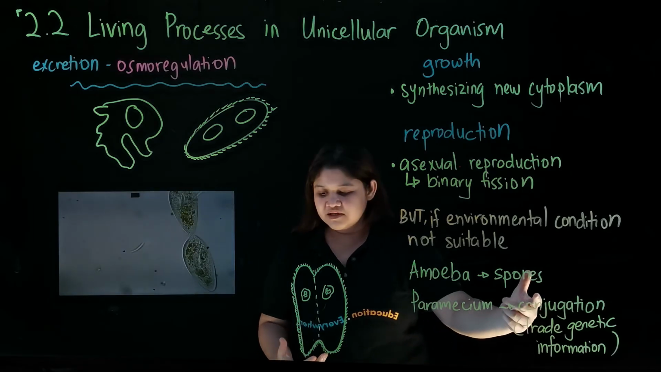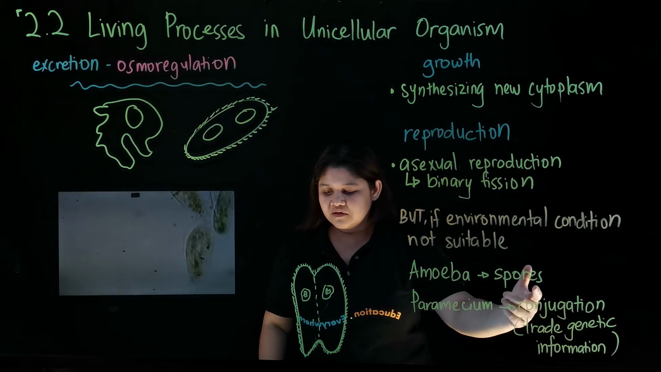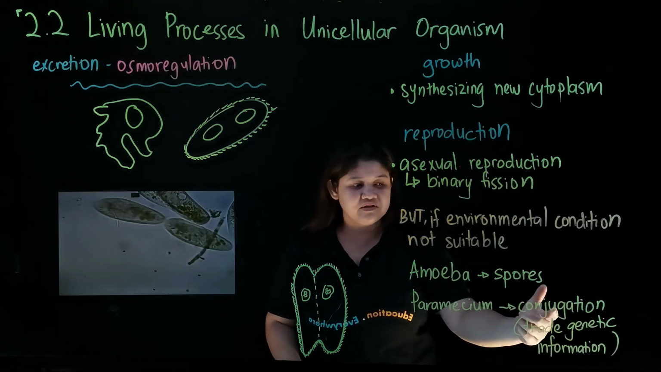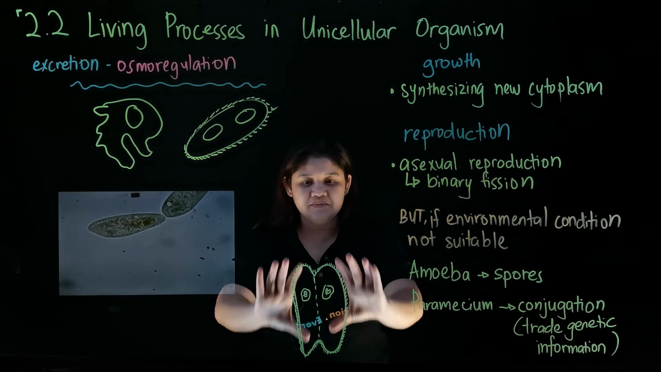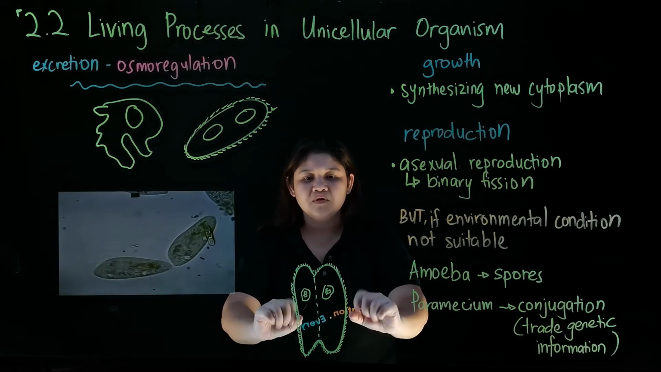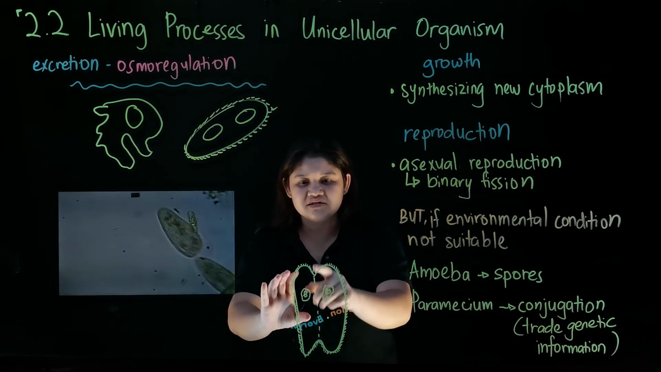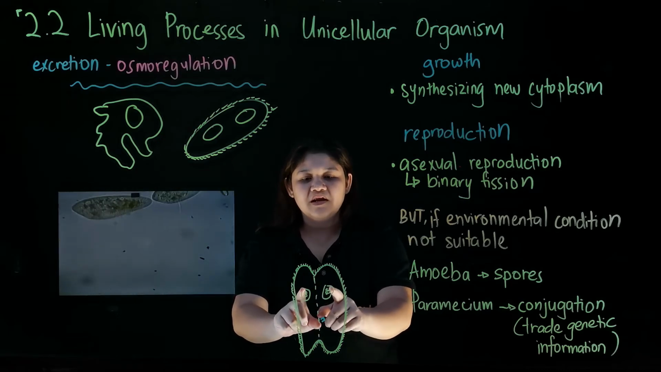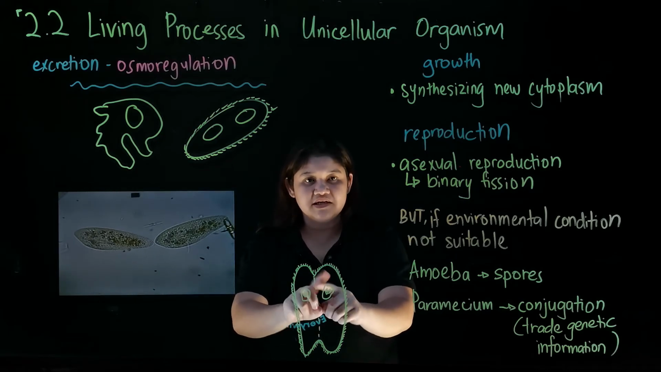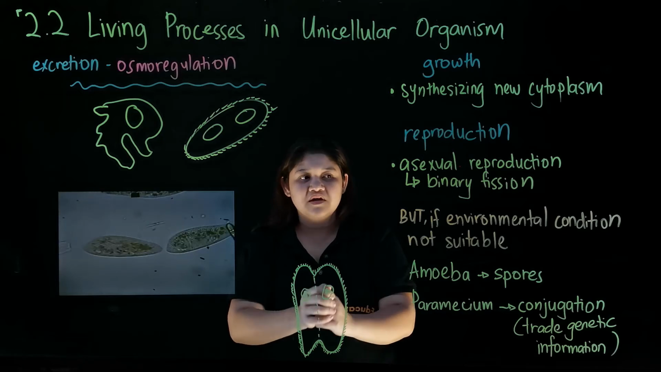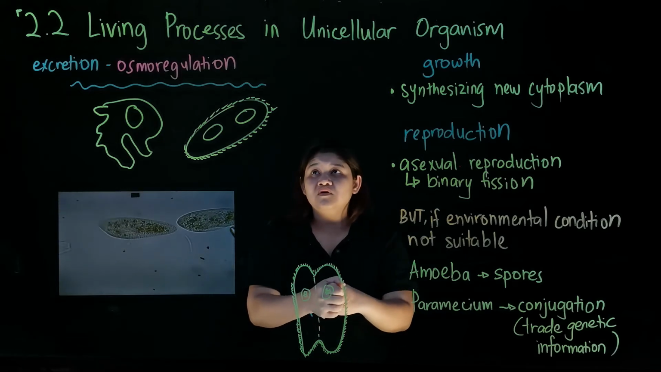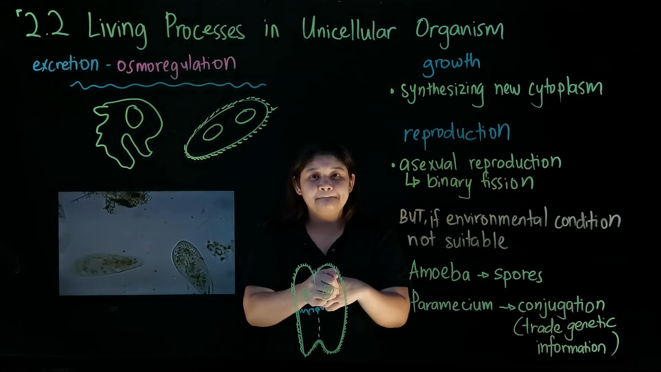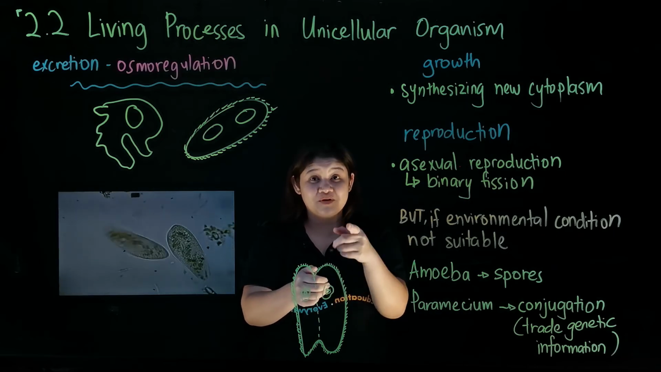So when conjugation happens, these two paramecium will combine together, losing a certain part of the paramecium. What they do is they trade genetic information. So that covers all of the living processes in unicellular organisms. We will look at questions.